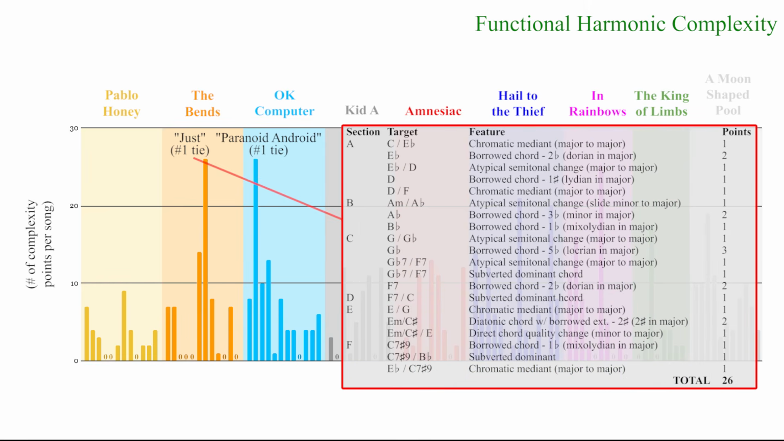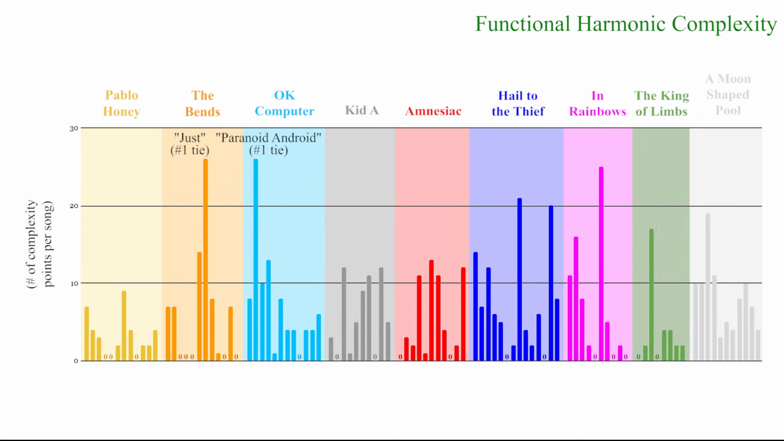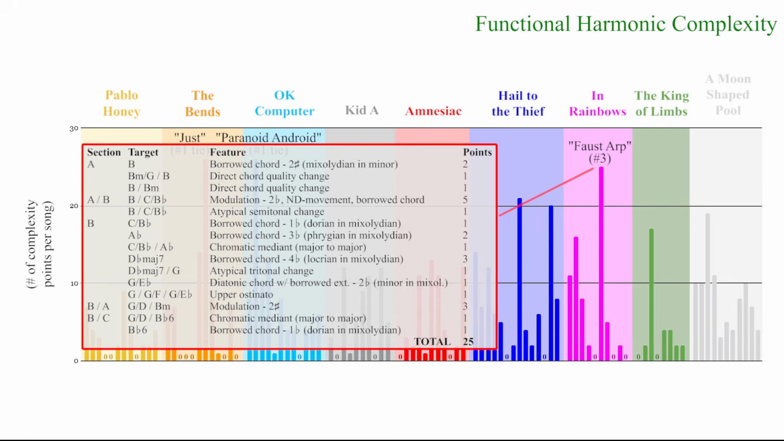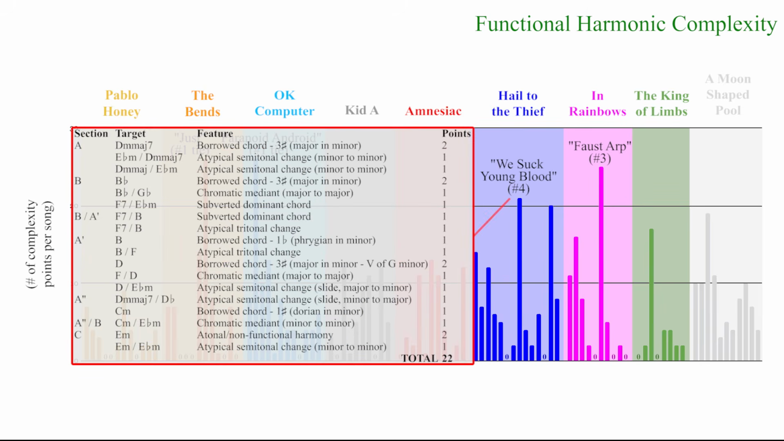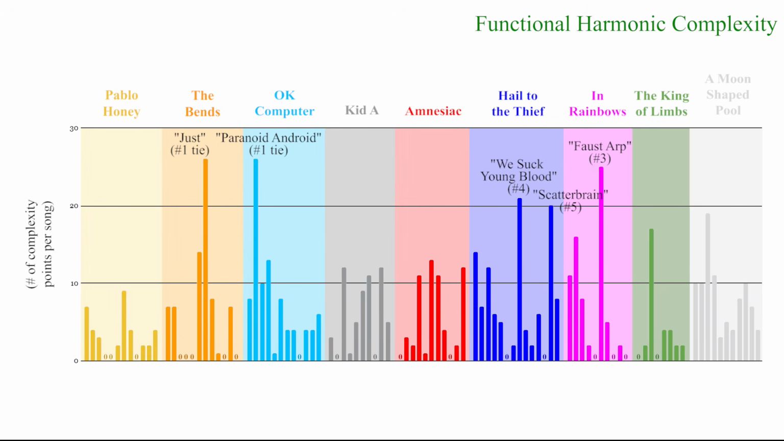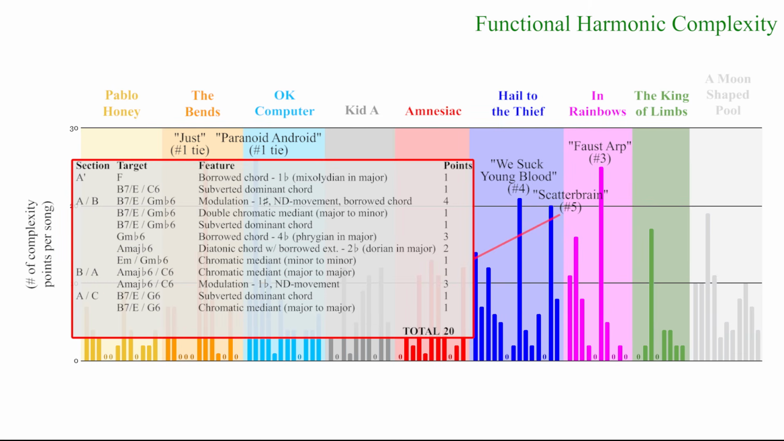Apparently, Tom and Johnny had challenged each other to use as many chords as possible for this song, which appears to have necessitated all kinds of unusual borrowings and chord movements. Third place goes to Faust Arp, which has a very tricky modulation and lots of unusual chromatic-sounding movements despite being a very short song. In fourth place is We Suck Young Blood, whose main riff is built on a very weird minor semitonal change that spirals into all kinds of unusual borrowed chords. Fifth place goes to Scatterbrain, a song I've already devoted an entire video to, whose chords sound deceptively simple despite there being a nuanced modulation and a bunch of borrowed chords.